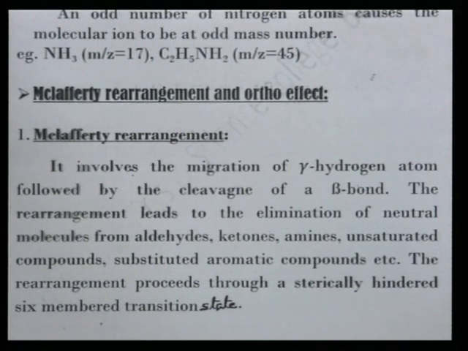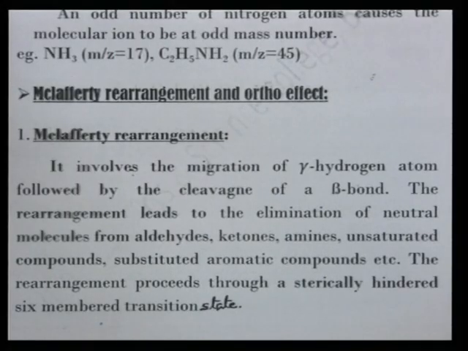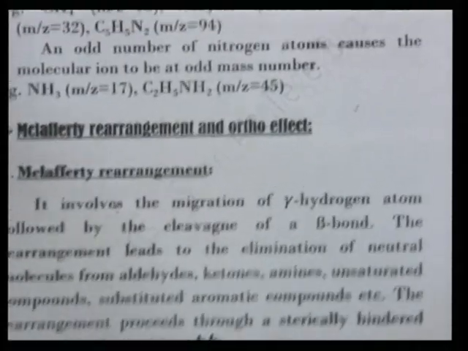So, those compounds giving this McLafferty rearrangement have a gamma hydrogen. After the carbonyl group, gamma hydrogen comes from the alpha, beta and gamma carbon atoms. The hydrogen atom attached to the gamma position is known as the gamma hydrogen, and after rearrangement this gamma hydrogen is lost, proceeding through a 6-membered transition state, which is shown in this diagram.